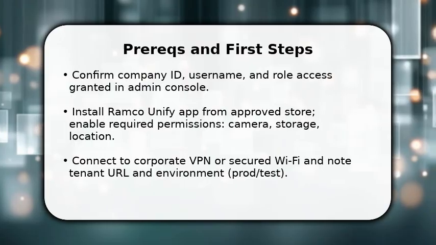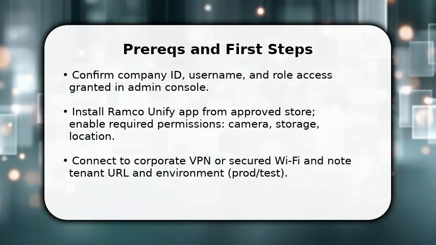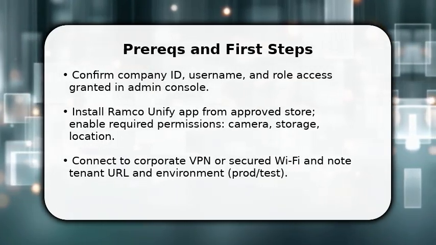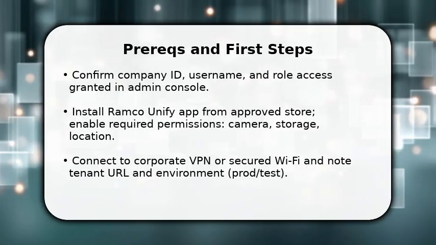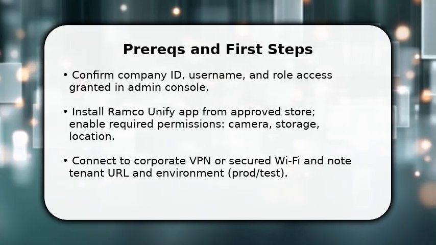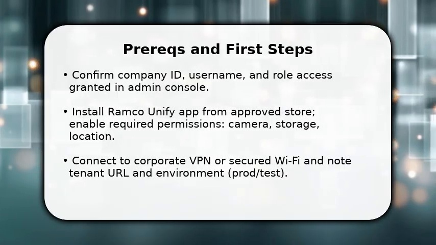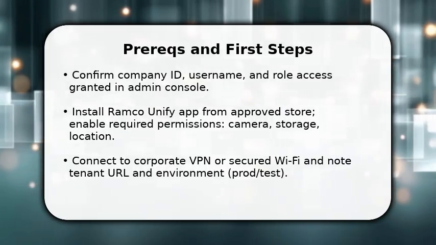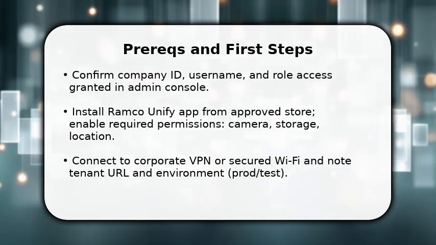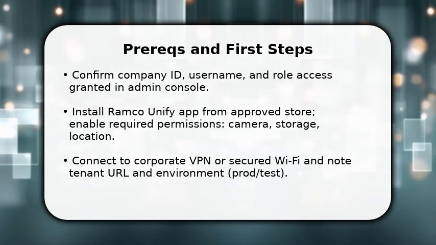You begin by verifying essential access. Confirm your company ID, user role, and tenant URL so the app presents the correct modules. Once installed, open the app and allow the permissions it requests: camera for scanning, storage for attachments, location for geotagging. Make sure you're on corporate VPN or a secured network, otherwise some services will not load. By doing this up front, you avoid mid-process permission errors and ensure the app syncs to the right environment immediately.